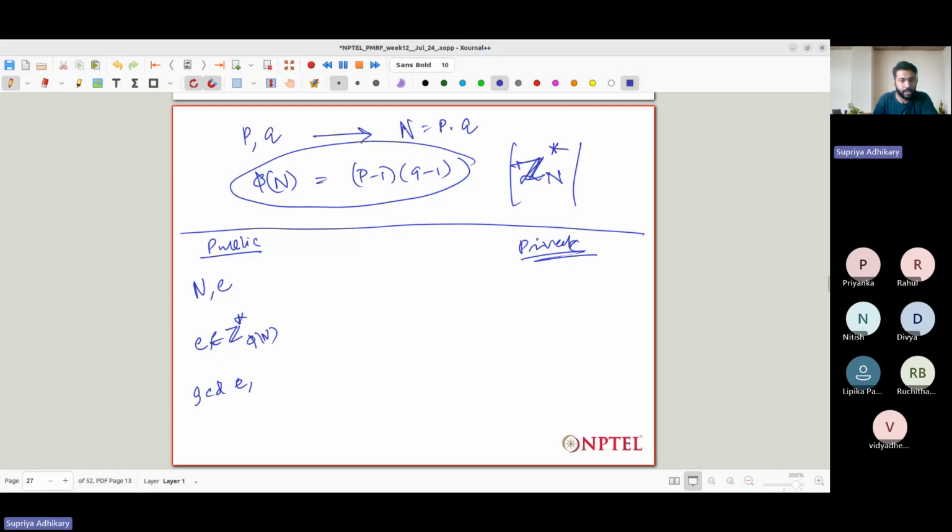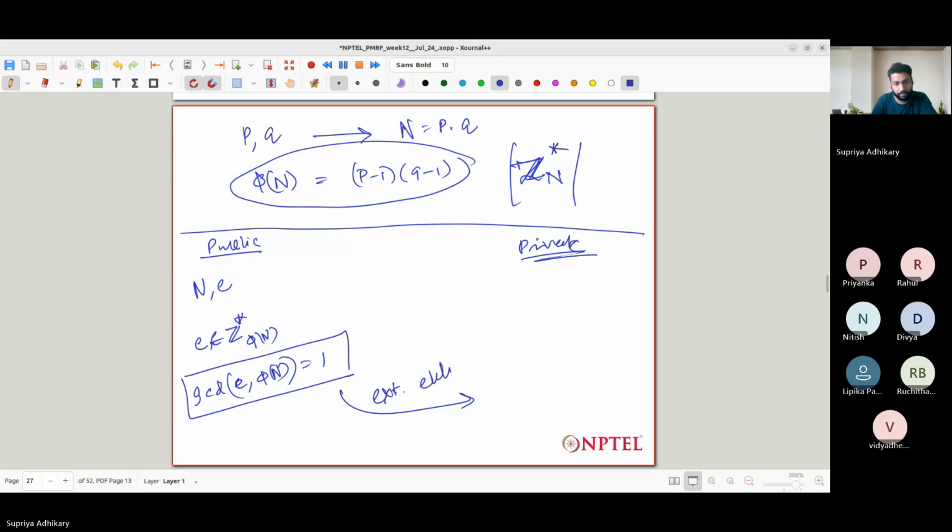That is, the GCD of e and phi of n has to be 1. And if this is 1, then using the extended Euclidean algorithm, we can compute this d such that e times d is congruent to 1 mod phi of n. That is the multiplicative inverse of e. That is what we can compute using the extended Euclidean algorithm. So this n and e have to be public and this d has to be private.